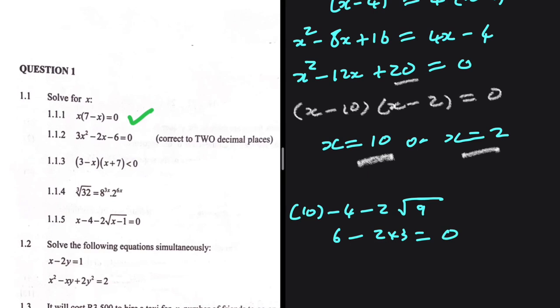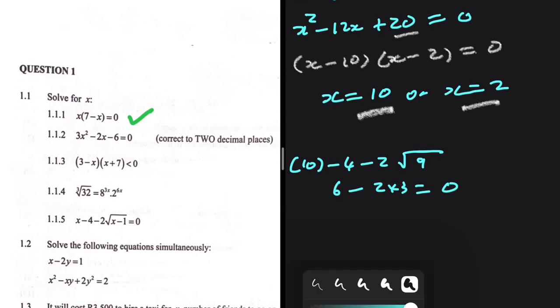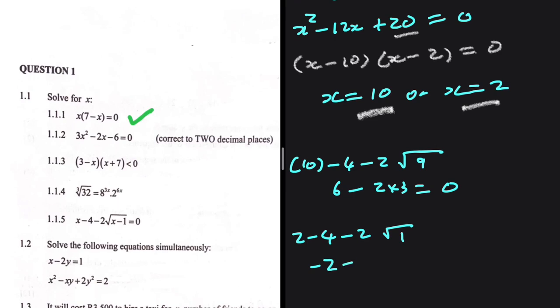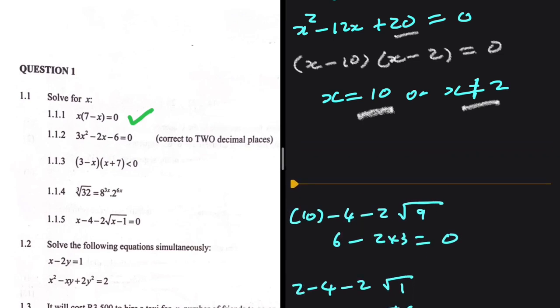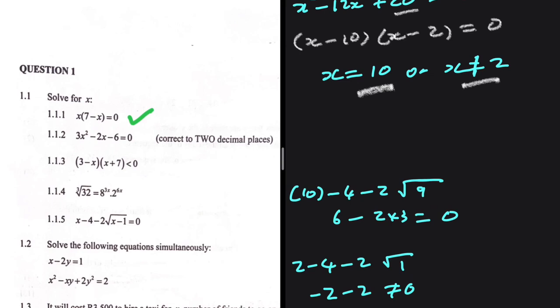So 10 holds. Let's see if 2 is also going to hold. If we substitute 2, we're going to have 2 minus 4 minus 2 multiplied by the square root of 2 minus 1. So that's the square root of 1. So we have 2 minus 4, that is minus 2, and then minus 2, which is not equals to 0. So 2 is not a solution to this equation. Yeah, we need to be aware of that when we square both sides. We introduce solutions that might not necessarily be true.